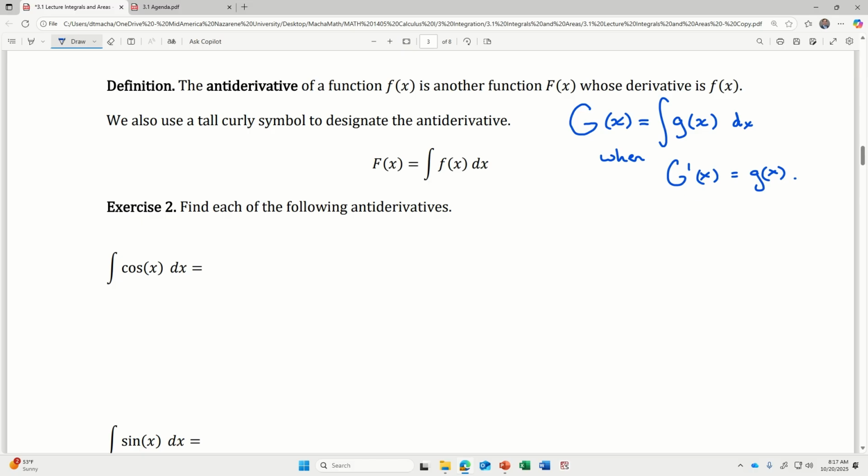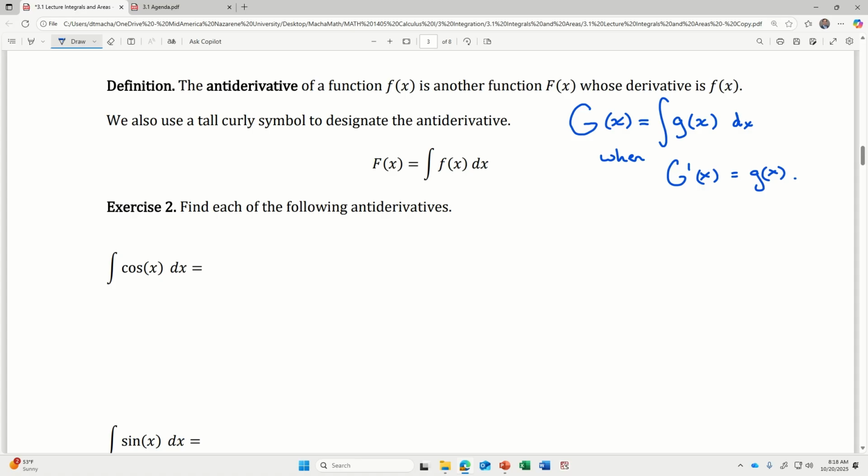Anyways, another thing you should be aware of is this notation. If you see the tall squiggle, it means take the antiderivative. And this is kind of like a bookends situation, where you're starting the antiderivative where the tall squiggle is and you're ending the antiderivative where this dx is.